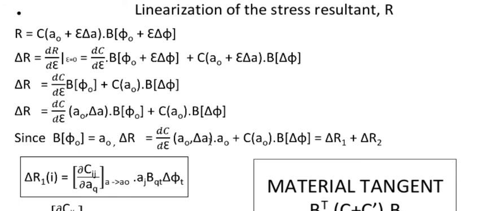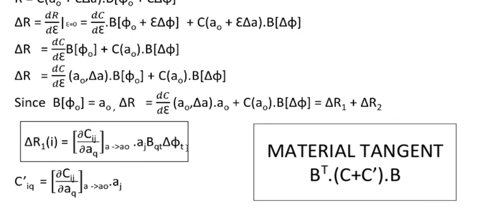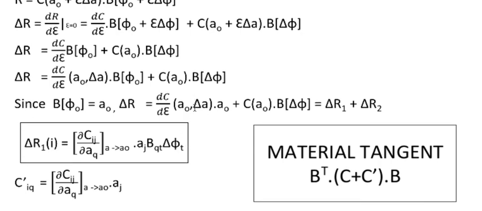Okay, so we can simply write it as A naught, and so delta R becomes dC by d epsilon as a function of A naught and delta A dotted with A naught plus other terms. Now the point to note here is that capital delta A is stuck inside this matrix. This is a matrix multiplication, and by just doing some matrix operations this delta A cannot come out. So we need to do a tensorial operation.